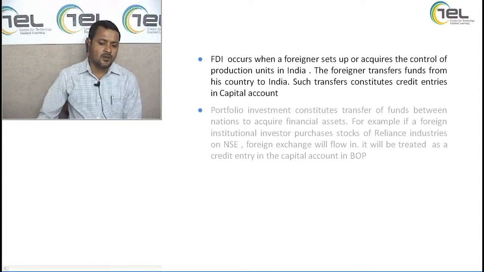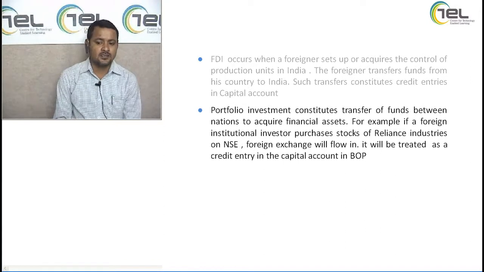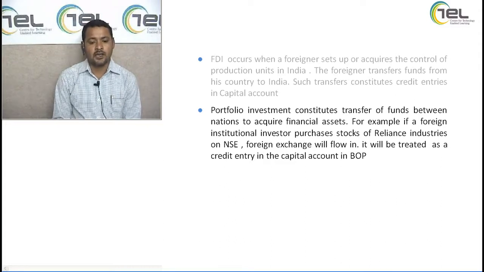Similarly, portfolio investment constitutes transfer of funds between nations to acquire financial assets. For example, if a foreign institutional investor purchases stocks of Reliance Industries on the National Stock Exchange of India, foreign exchange will flow in. That's a portfolio investment because it is not a direct investment, it is an indirect investment through the stock exchanges. So it will be treated as a capital account credit entry in the balance of payment.